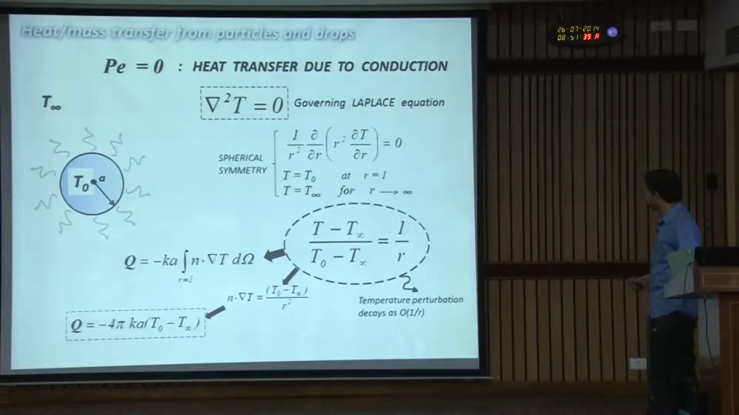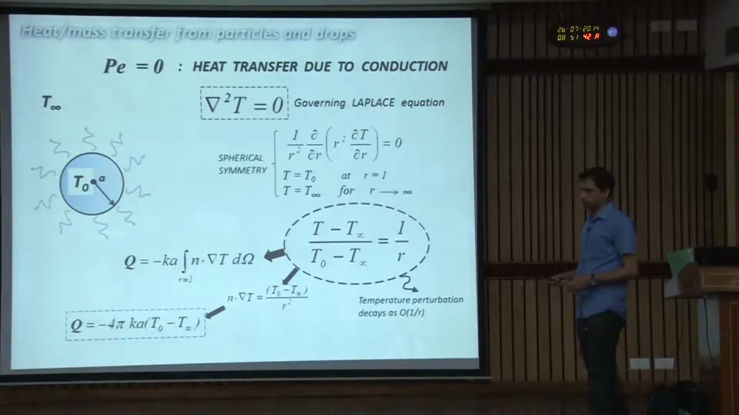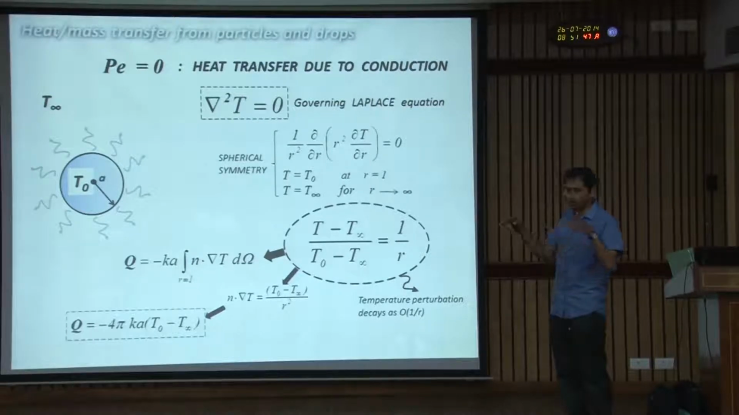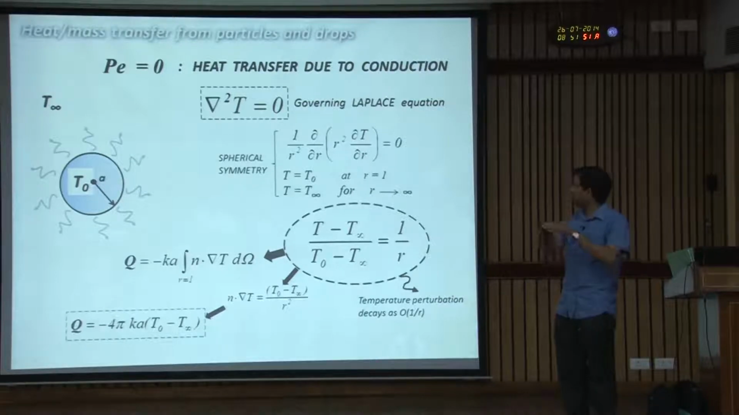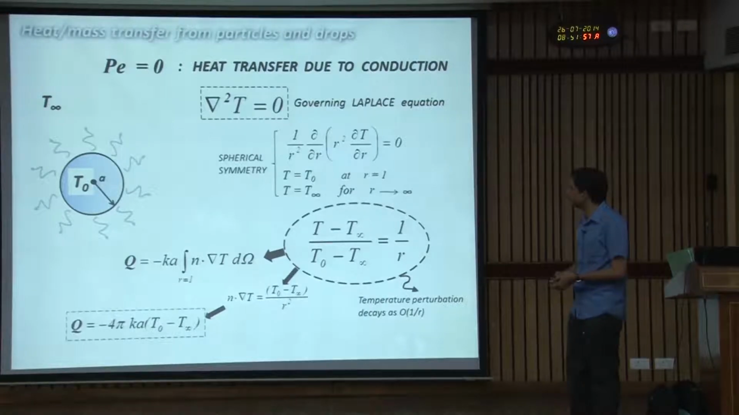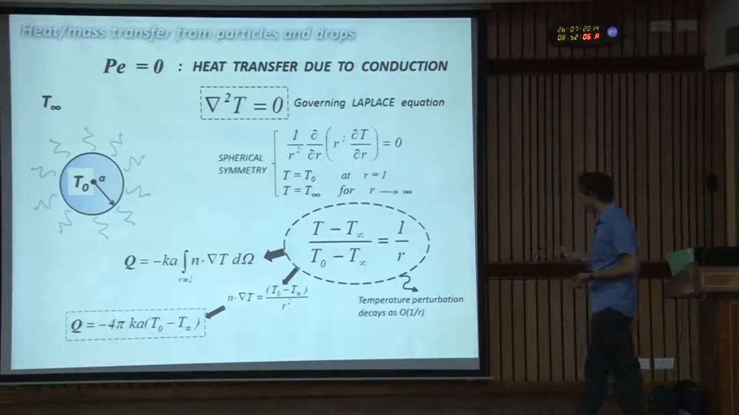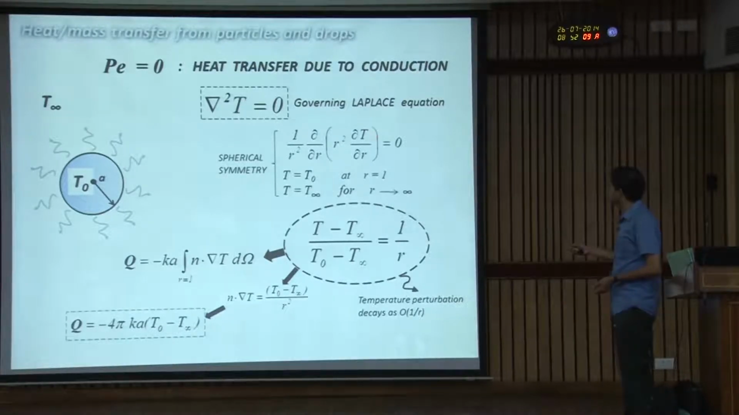Now that it's 1 by r merely arises from conservation of flux. What that implies is that the flux through any closed surface must be the same, because there is no accumulation at steady state. The area of the surfaces grows like r squared, that's just the area of a spherical surface. So the flux must reduce like 1 by r squared, so that the flux times the area is a constant. But the flux is given by the gradient in temperature, so the gradient in temperature must decrease like 1 by r squared, and therefore the temperature must decrease like 1 by r.